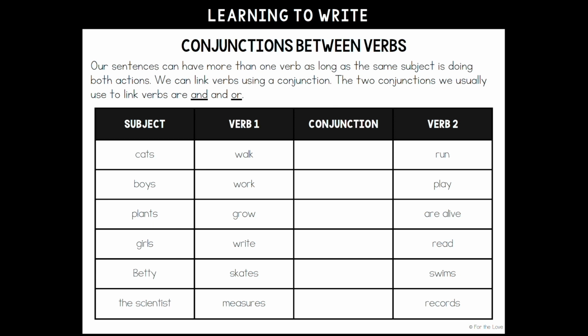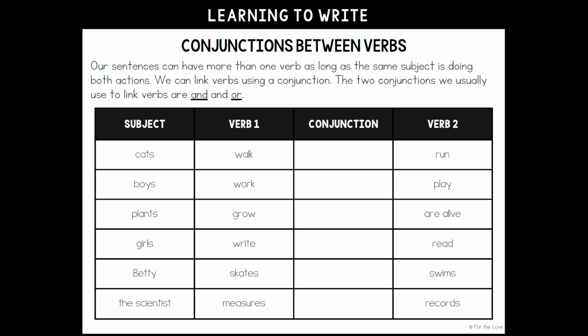Next, we're going to use conjunctions between verbs. So we use a conjunction between verbs when the subject is doing two things. Again, we are only going to use and, or as conjunctions at this time. So in this chart, we have a subject and then we have two different verbs. Now the subject can be doing both of the verbs. We would use and to show that.